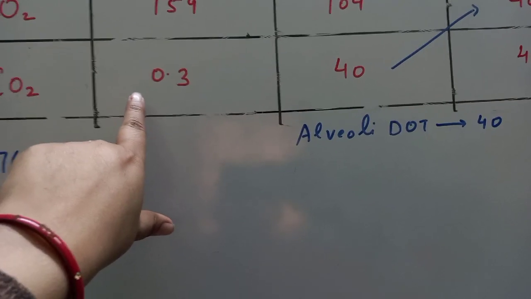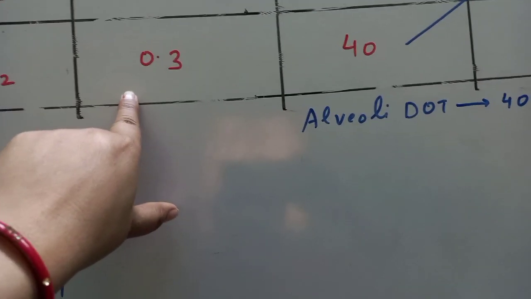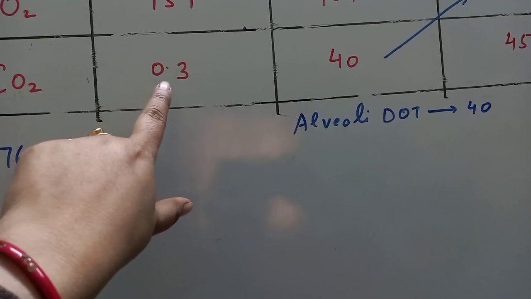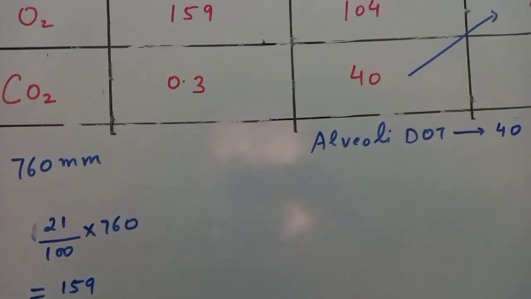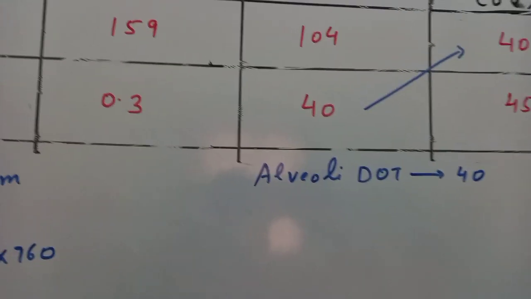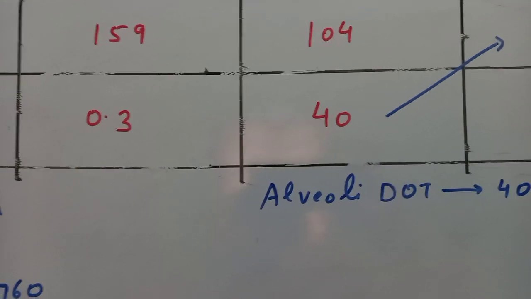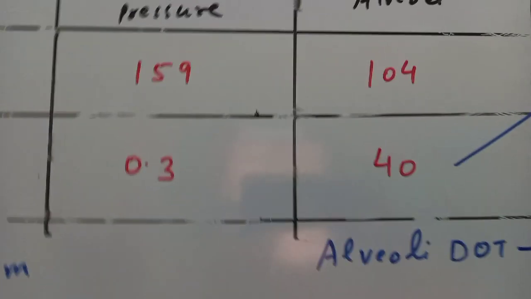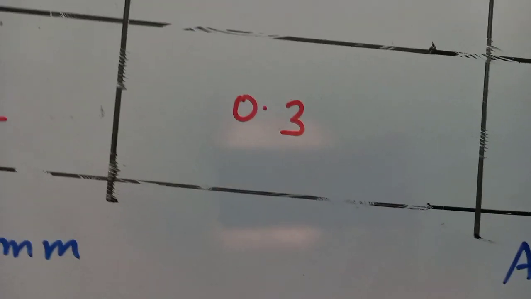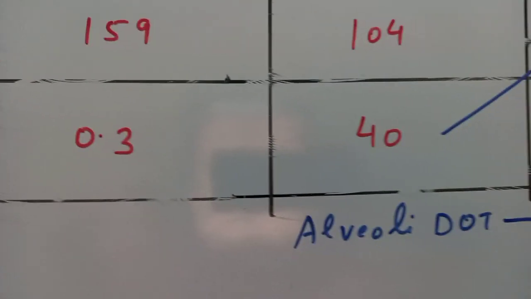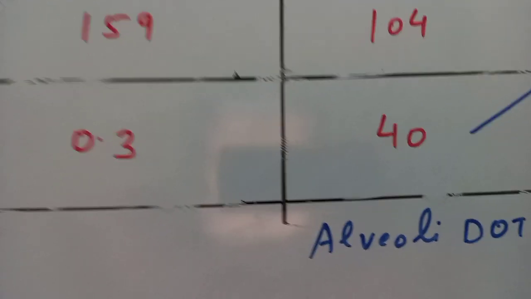As we all know, the concentration of carbon dioxide in the atmosphere is very low. In the same way we can find this, and it will be 0.3. Now when we talk about the alveoli, in alveoli the partial pressure of oxygen is 104, sorry, and the partial pressure of carbon dioxide is 40.